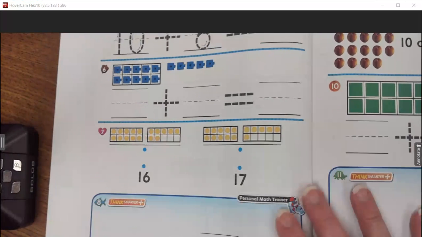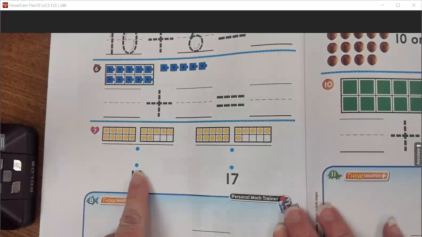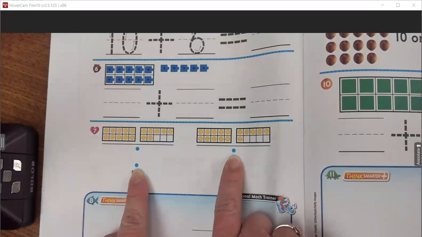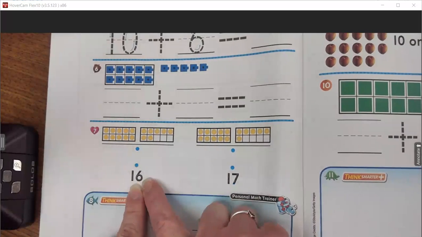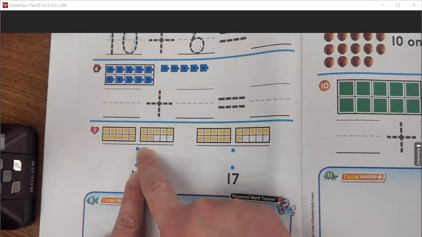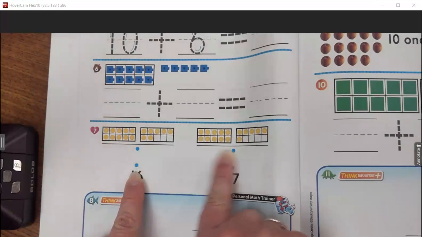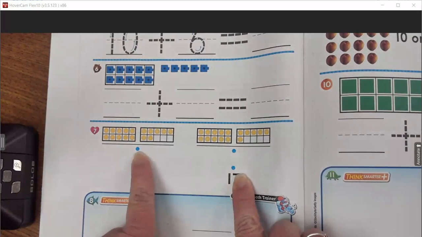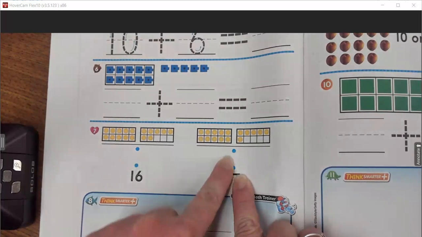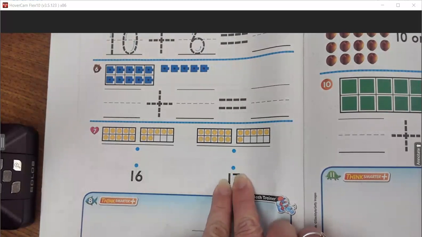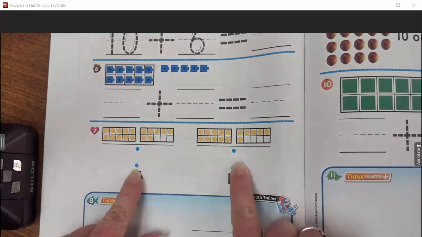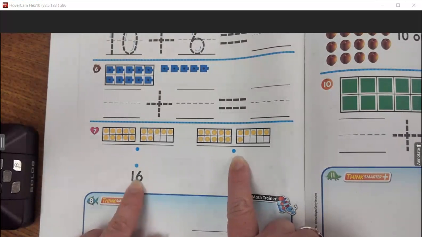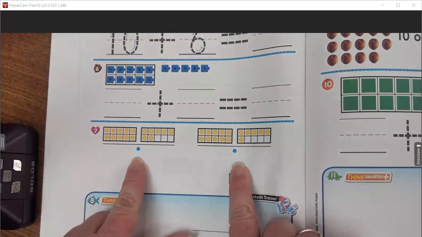Okay, then this one, you're going to draw a line from this blue circle to this blue circle. So this is 16. If this shows 16, you're going to draw a line here. If this shows 16, you're going to draw a line here. And then same thing with 17. If this shows 17, you're going to draw a line here. If this shows 17, you're going to draw a line there. So one blue dot to one blue dot. For 16, either pick this blue dot or this blue dot. And for 17, pick this blue dot or this blue dot.